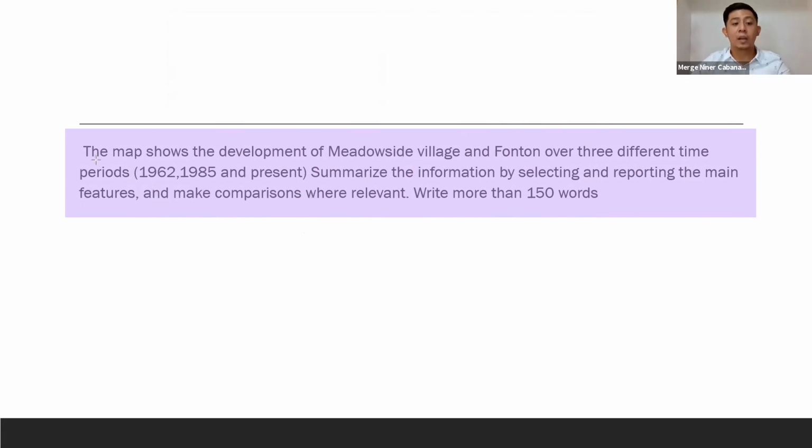So this is the map. The map shows the development of Meadowside Village. This is your task description. This is the entire task description, up to 150 words. Write more than 150 words is still included in our task description. It is an important instruction in our task, so we have to comply by writing more than 150 words.